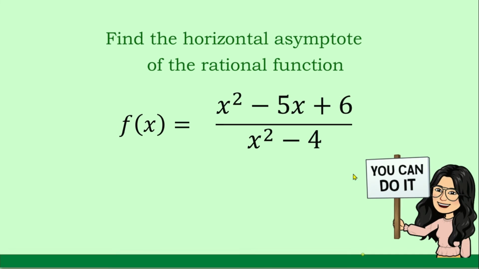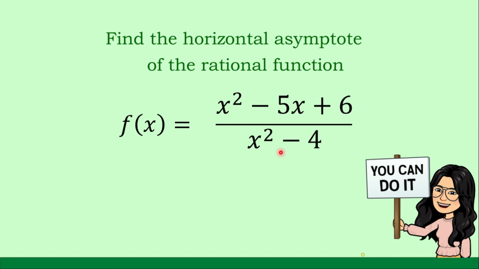Given f of x is equal to x squared minus 5x plus 6 over x squared minus 4, let's find the horizontal asymptote of the rational function. You may pause this video and give it a try. I know you can do it. Go ahead.